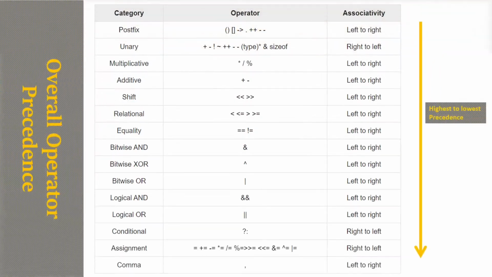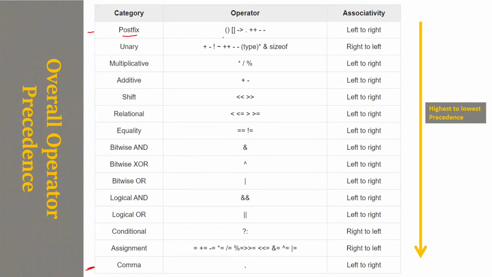Okay, moving on to the next topic, which is the overall operator precedence. You can see that the overall operator precedence is given in this table. Firstly, we have the postfix. This precedence is the highest. Then it follows, and this is the lowest precedence. So in the highest precedence, you have the postfix.